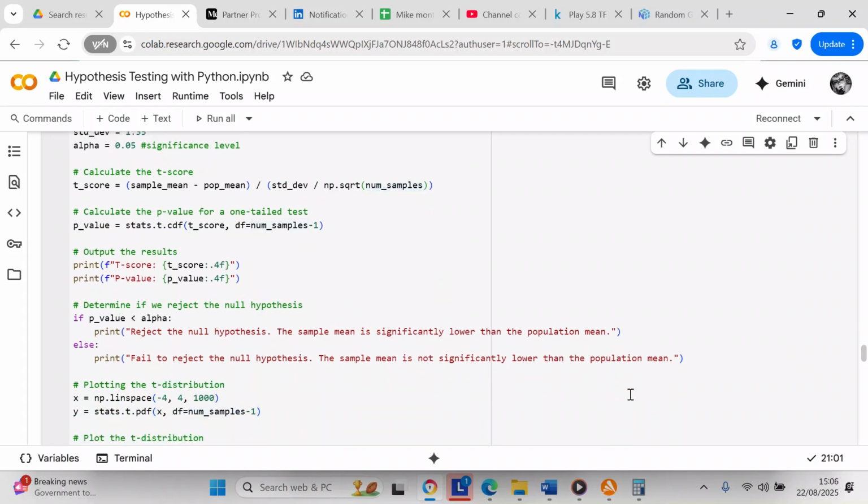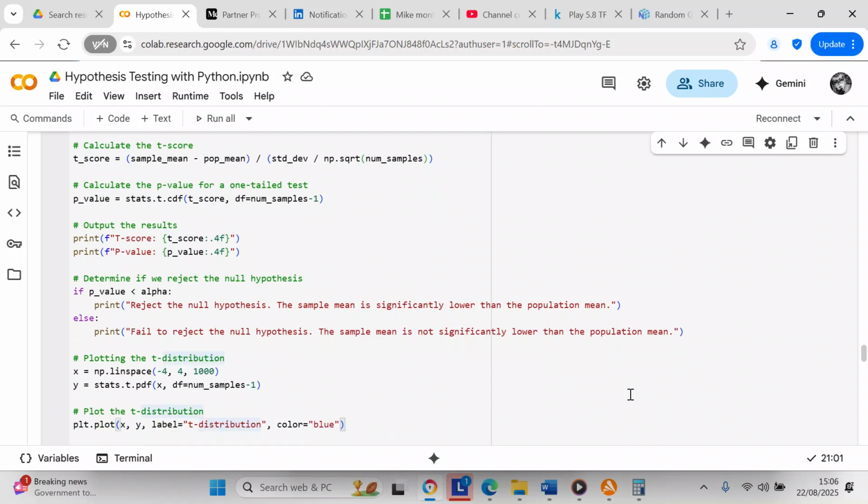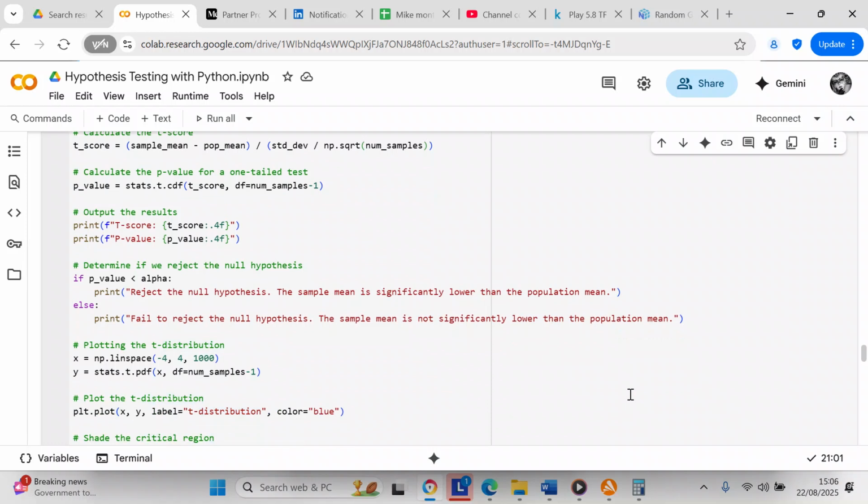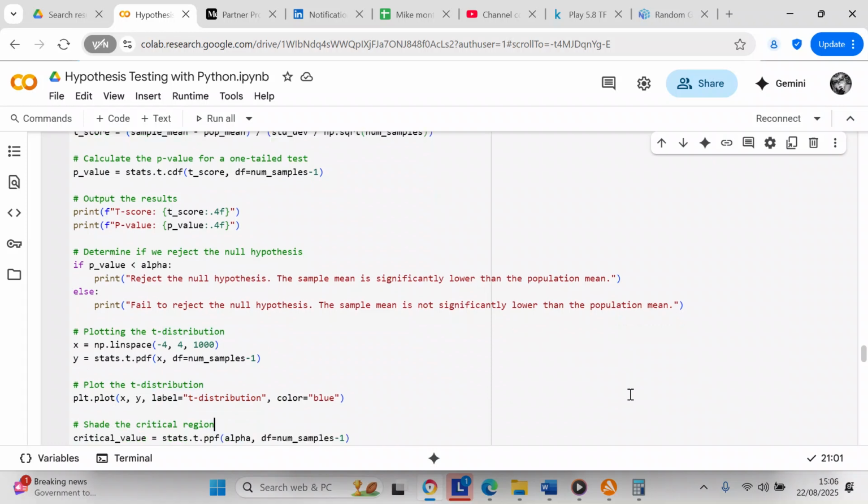Now we're going to plot the t-distribution. So x equals np.linspace, brackets, -4, 4, 1000. y equals stats.t.pdf, and PDF is probability density function, brackets, x, df equals number of samples minus 1, so that's 149. Then we plot the t-distribution: plt.plot, x, y, label equals t-distribution, color equals blue.